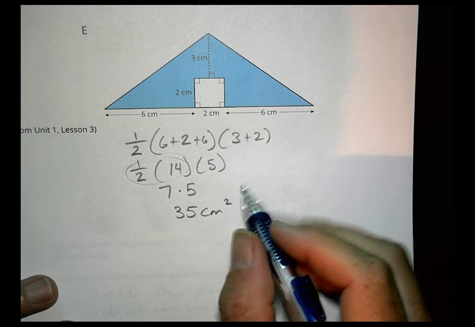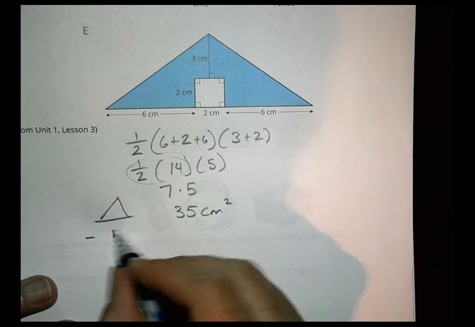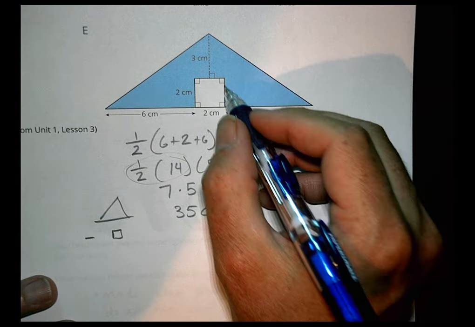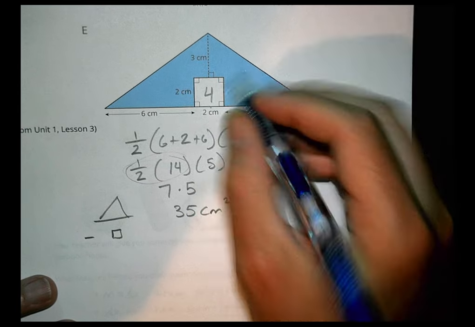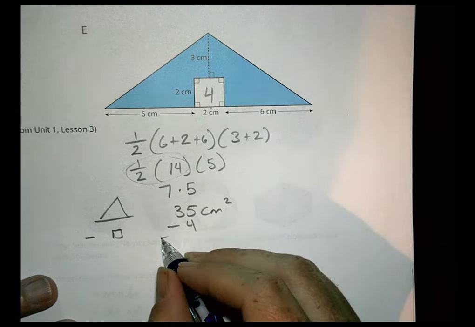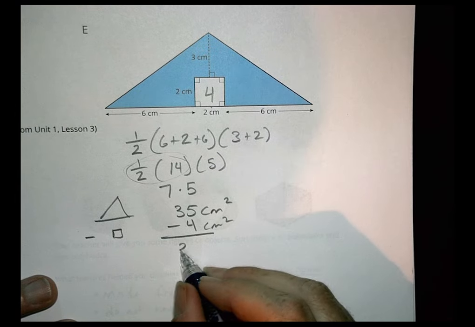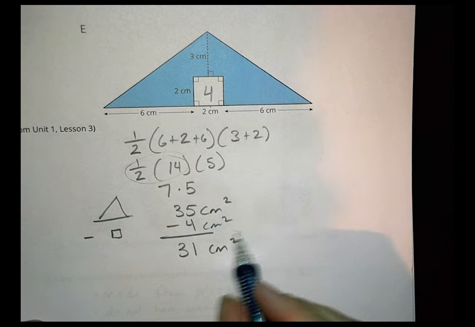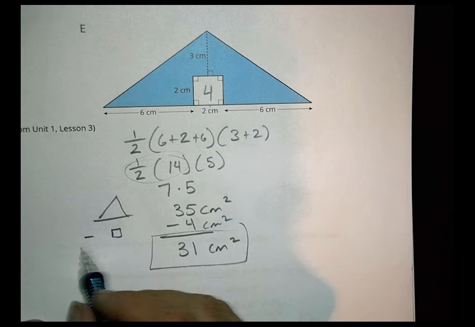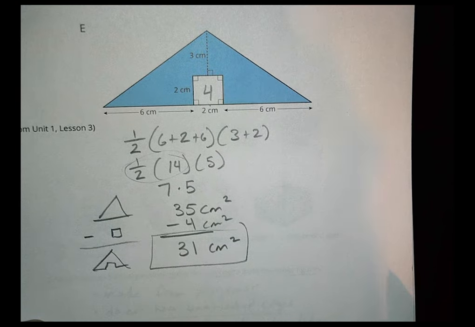Now that's the whole triangle though, right? I now need to subtract that little square. That square is a 2 by 2 square. And 2 times 2 is 4, so let's subtract the 4 square centimeters. The 35 minus 4 is 31 centimeters squared. So make sure you complete that by subtracting the square to find out what the actual answer is going to be.